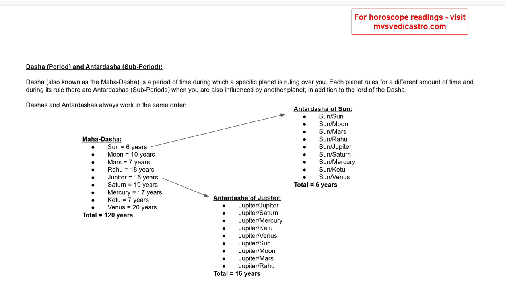As you can imagine, it is unlikely that one individual will go through each and every Maha-Dasha, as most people wouldn't live up till 120.